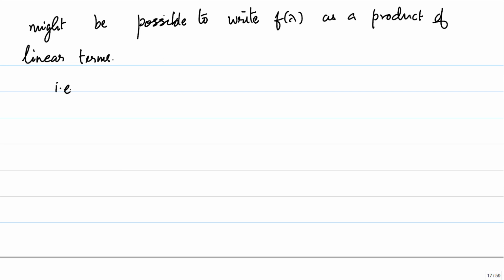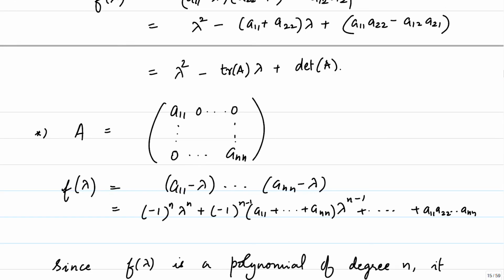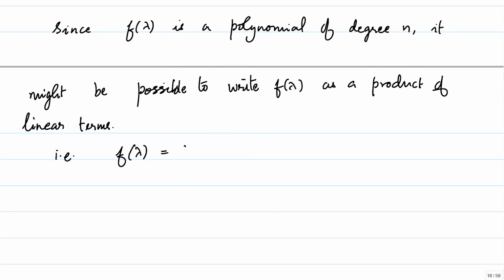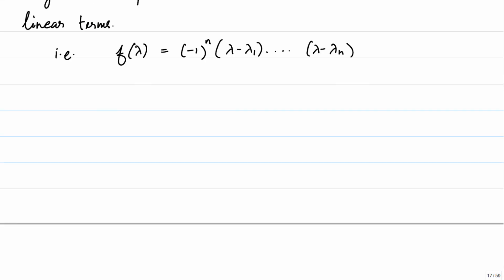That is, we might be able to write f of lambda with the minus 1 to the power n term coming out, and it could possibly look like minus 1 to the power n times lambda minus lambda 1 up to lambda minus lambda n. It is not necessary that these lambda i's are distinct. Such a restriction is not being imposed, but it might be possible to write it like this. In such a case, we say that the polynomial f splits.